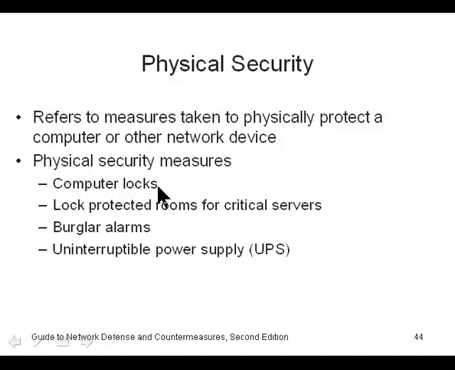Computer locks, locked protected rooms for your critical servers, burglar alarms, and UPSs. Well, why is that physical security? Well, if your network goes down, you're reducing the availability of those network services, that information, to people who need that. And so UPSs provide some measure of access, at least for as long as the UPSs are up. And then also for even larger corporations who must have 24/7 access, such as banks, you could have generators as well.